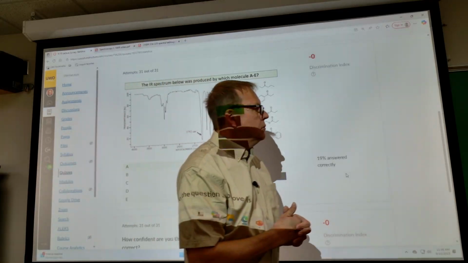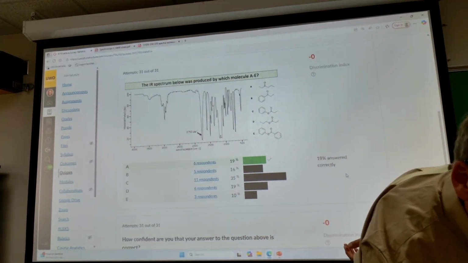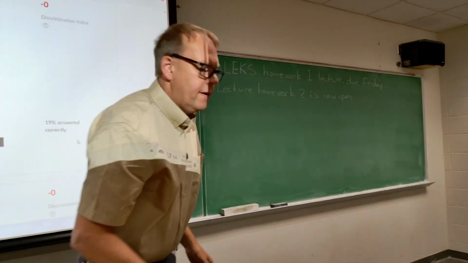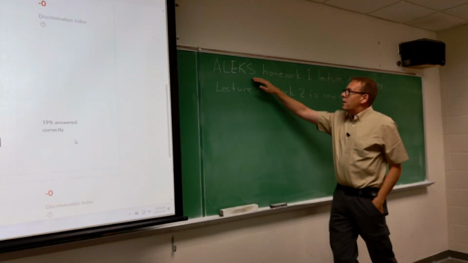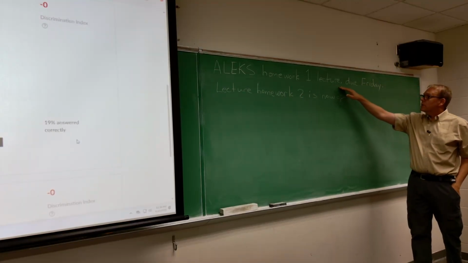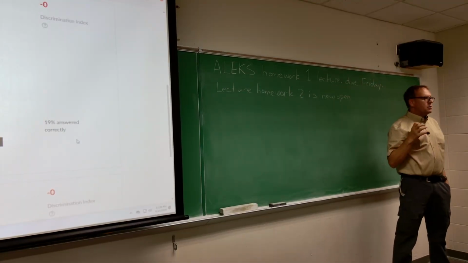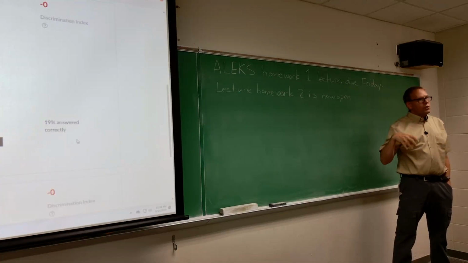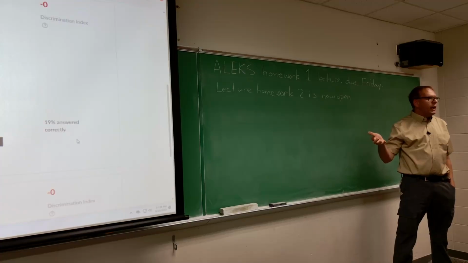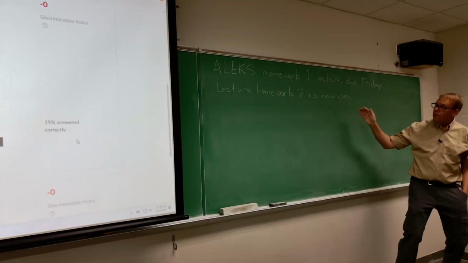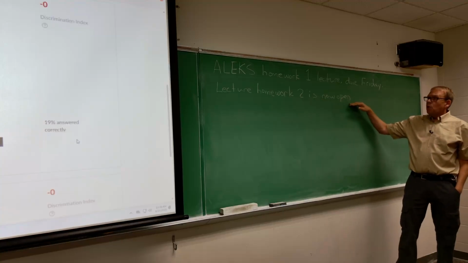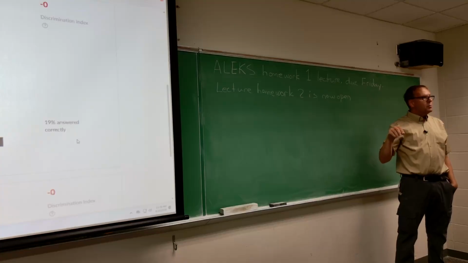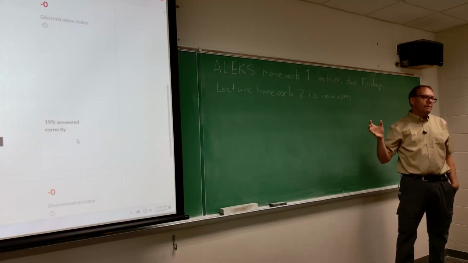All right, I want to do a couple of announcements. So let's talk about some ALEX stuff. There's an ALEX homework 1 assignment for lecture that's due on Friday. That covers spectroscopy A and B, so mass spectrometry and IR spectroscopy, and hopefully you can get through all those problems now, and I'm going to work through a few practice problems here. And then homework 2 is now open also. That covers the first part of spectroscopy C, which is NMR, nuclear magnetic resonance spectroscopy, which we're going to start talking about today.